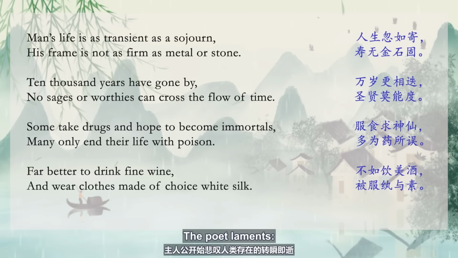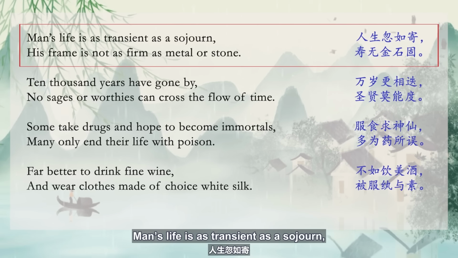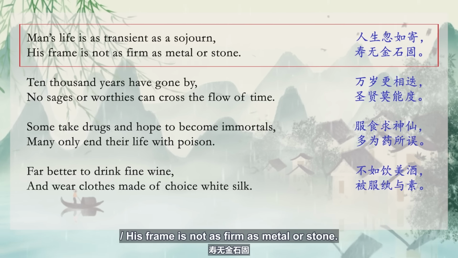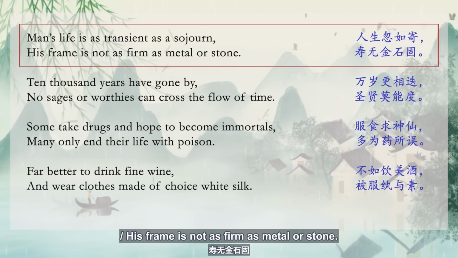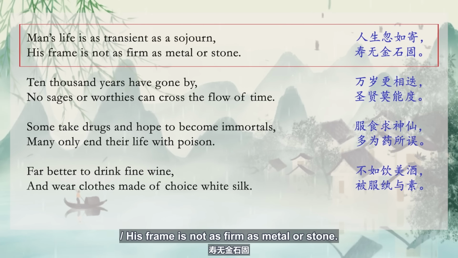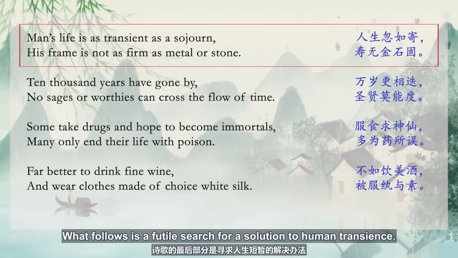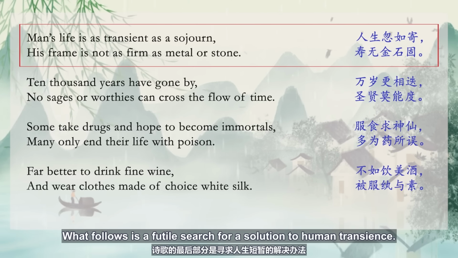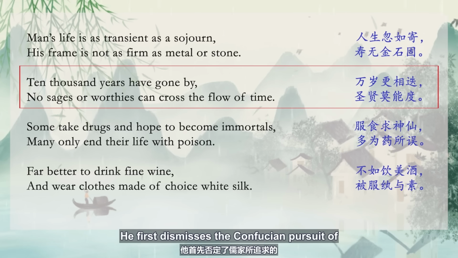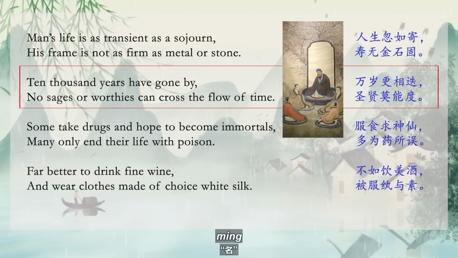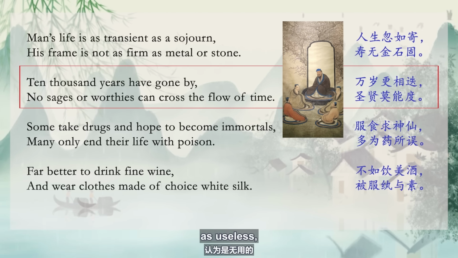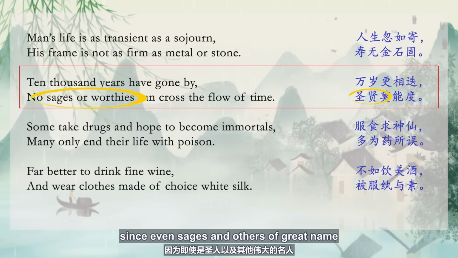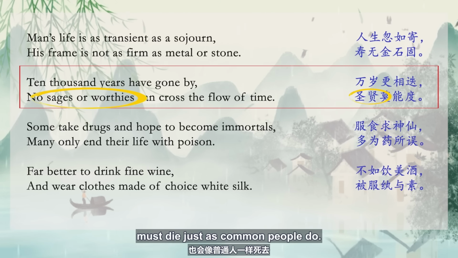The poet laments, quote, man's life is as transient as a sojourn. His frame is not as firm as metal or stone, unquote. What follows is a futile search for a solution to human transience. He first dismisses the Confucian pursuit of Ming, or a name, as useless, since even sages and others of great name must die just as common people do.